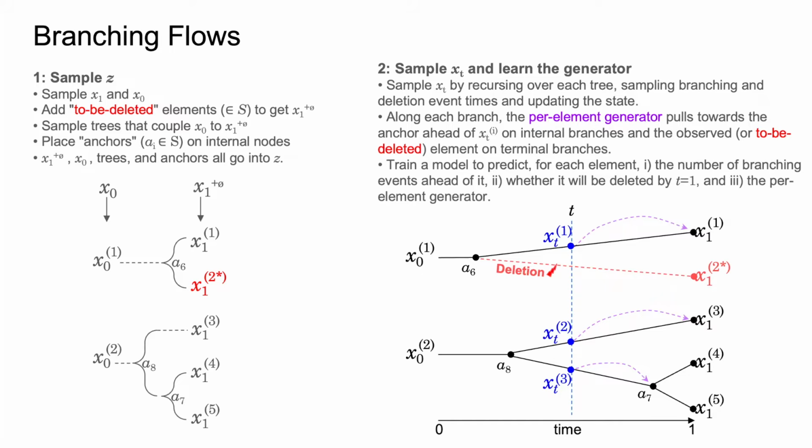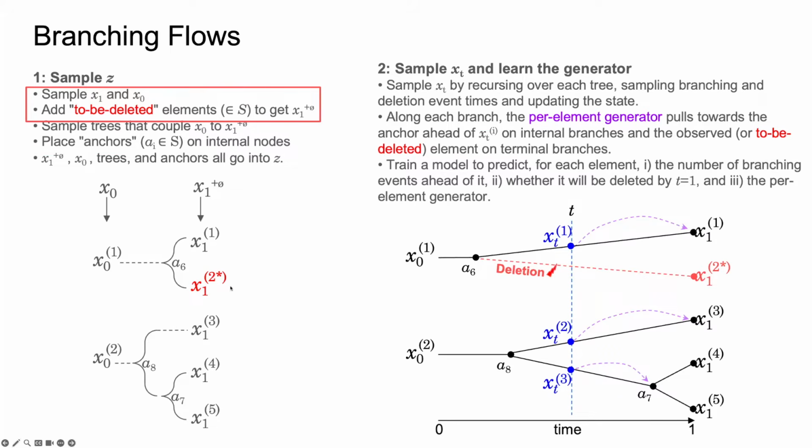It doesn't matter, right? Then what you do is you add these to-be-deleted elements into X1, and that gives you something that I call X1 plus. So in this little example, which is everything that goes into Z, your original sequence was X1, X13, X14, X15. These are ordered, and we've inserted this X12 star here, which is red because it's a to-be-deleted element. So you get to pick how you do that. You can add none of them, you can add lots of them. It's up to you.